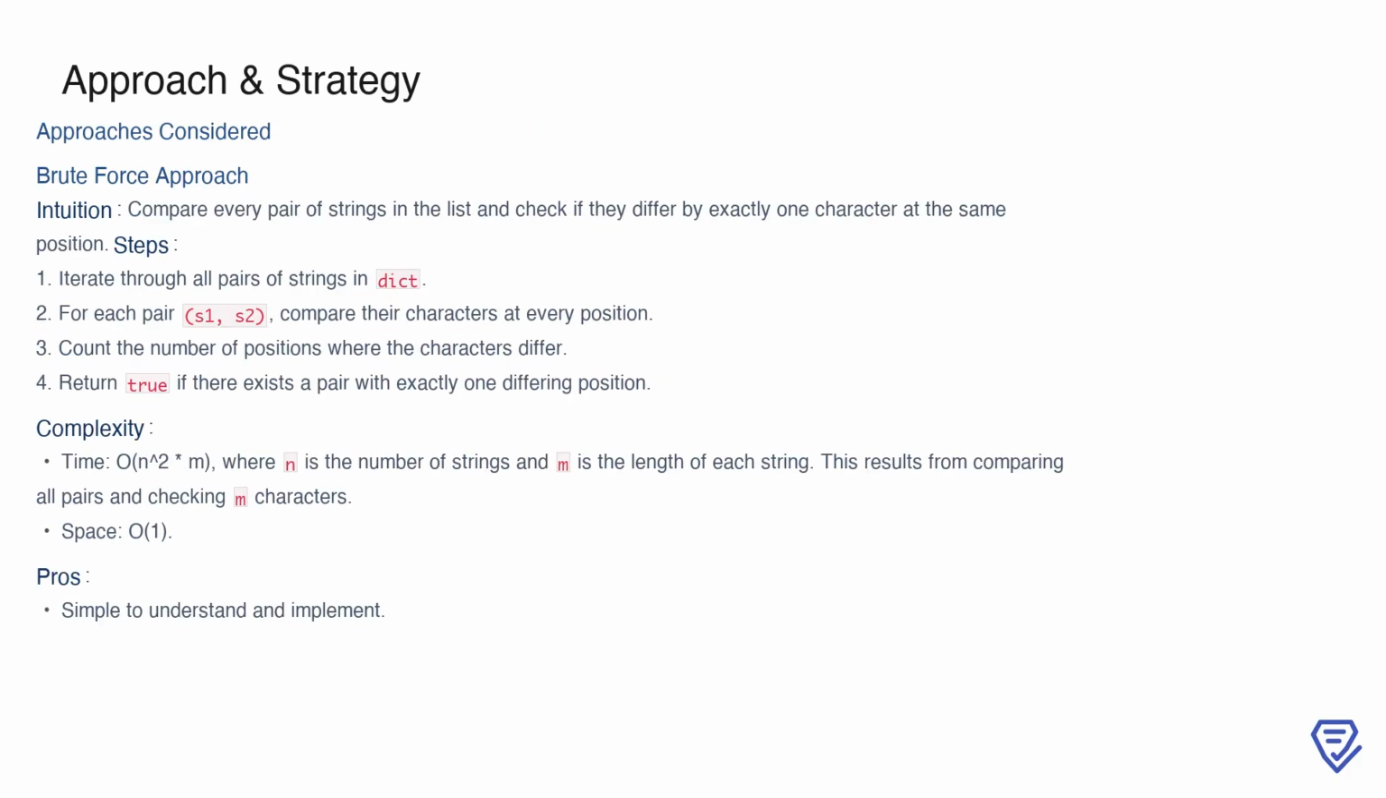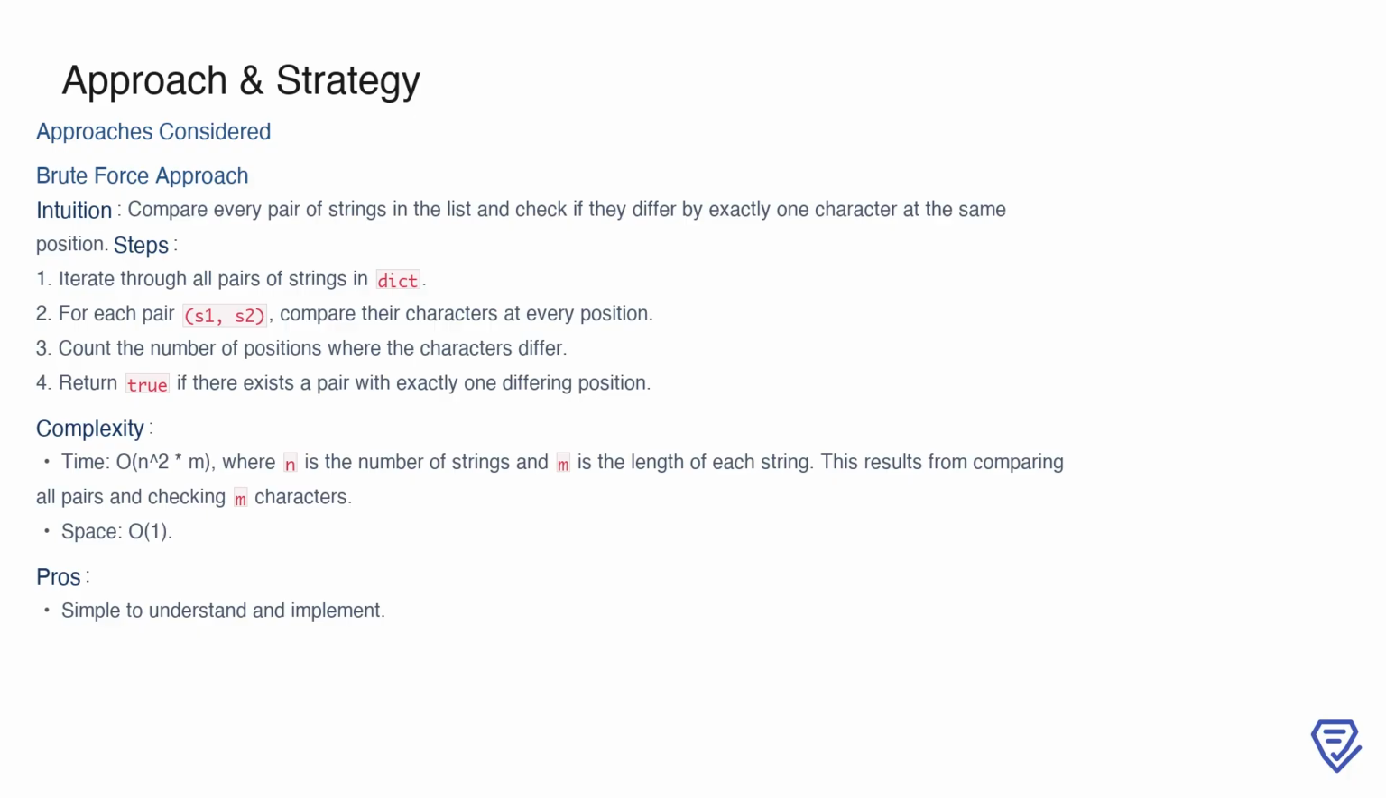To solve this problem, let's first consider the brute force approach. The intuition here is straightforward. Compare every pair of strings in the given list and check if they differ by exactly one character at the same position. For this, we would iterate through all possible pairs of strings, compare their characters one by one, and count the positions where they differ. If we find a pair with exactly one differing position, we return true.